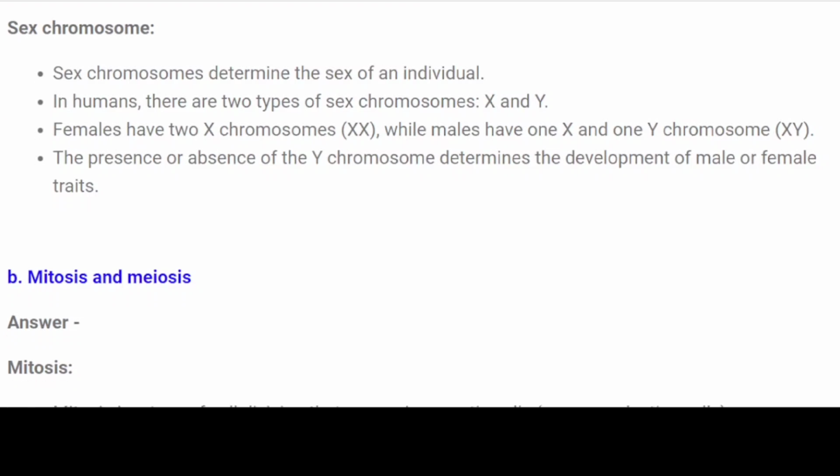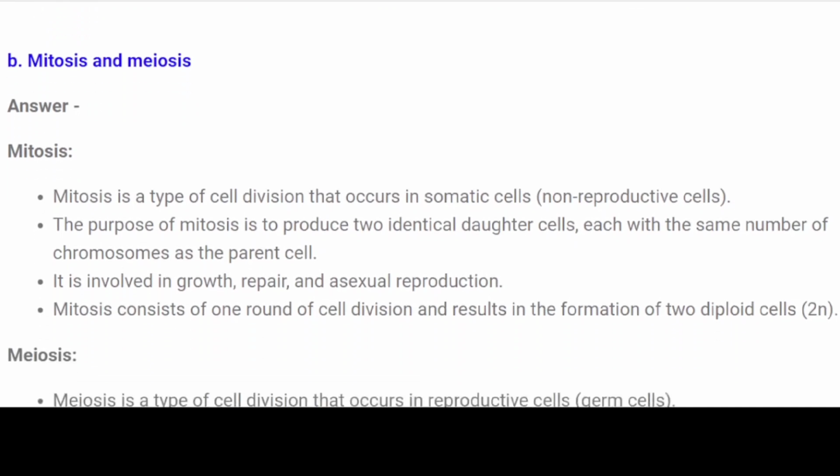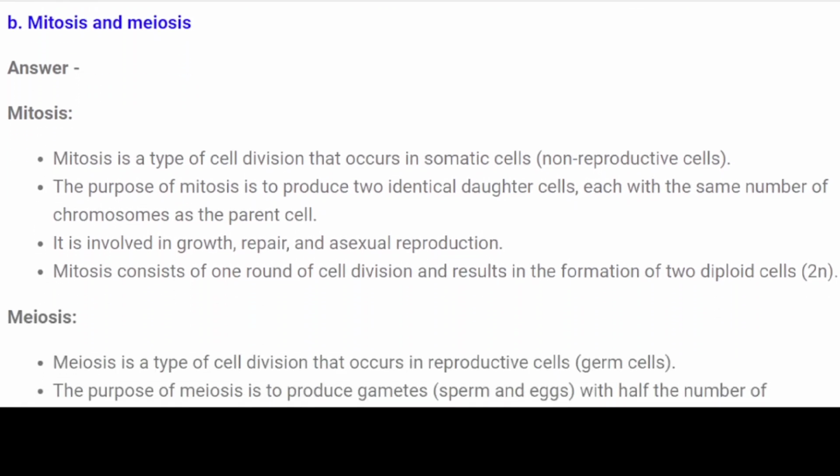B. Mitosis and meiosis. Answer. Mitosis. Mitosis is a type of cell division that occurs in somatic cells, non-reproductive cells. The purpose of mitosis is to produce two identical daughter cells, each with the same number of chromosomes as the parent cell. It is involved in growth, repair, and asexual reproduction. Mitosis consists of one round of cell division and results in the formation of two diploid cells, 2n.